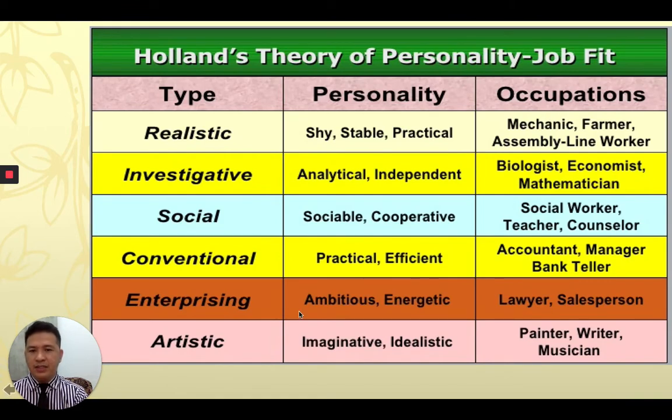The fifth one is enterprising. The personality is described as ambitious, energetic. The occupations are lawyer, salesperson. So if you are into business, you are an enterprising type personality. Lastly, artistic. The personalities of being artistic are imaginative and idealistic. And the occupations for this type of personality are painter, writer, and musician.